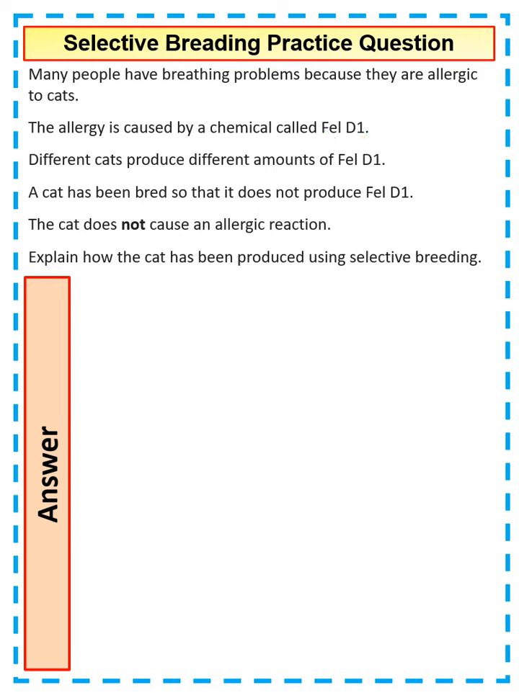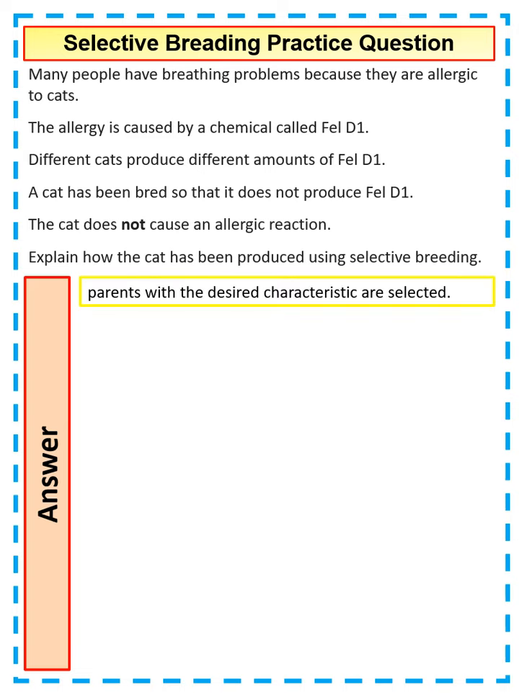Different cats produce different amounts of FeLD1. So a cat has been bred by selective breeding that does not produce FeLD1. Right, the cat does not cause an allergic reaction. Because it's asking us to explain something, we're going to need to say a reasonable amount: how the cat has been produced using selective breeding. So there's a number of different things that we need to talk about.